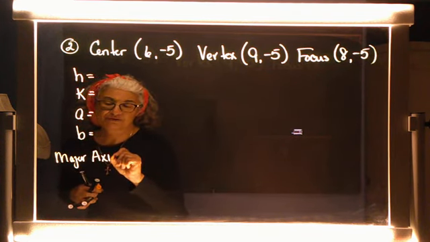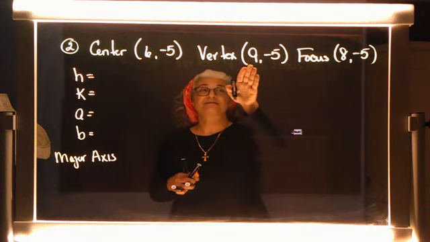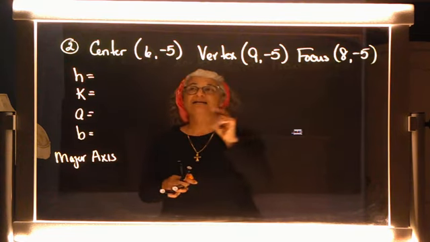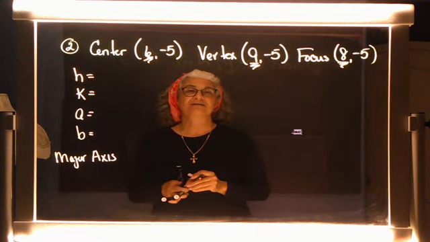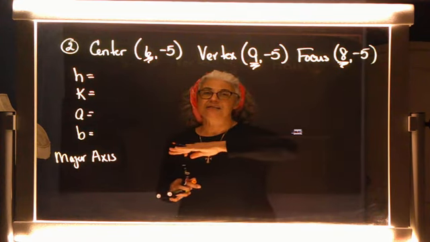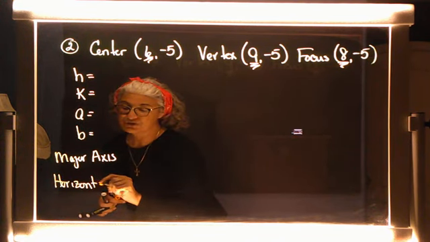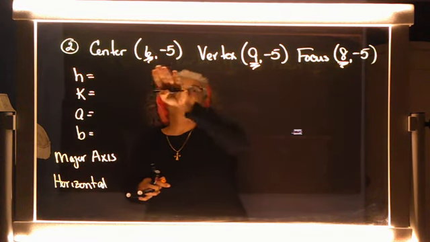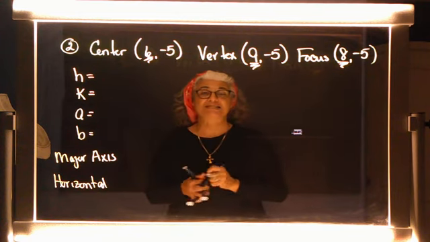Say it again, I heard some of you. Since the vertex is to the right of the center, and since my x's are the ones doing the changing, then my major axis here is, that's right, it's horizontal. The x's are doing the changing. X's go left and right, correct? My vertex is to the right of my center. My focus is to the right of my center, isn't it?